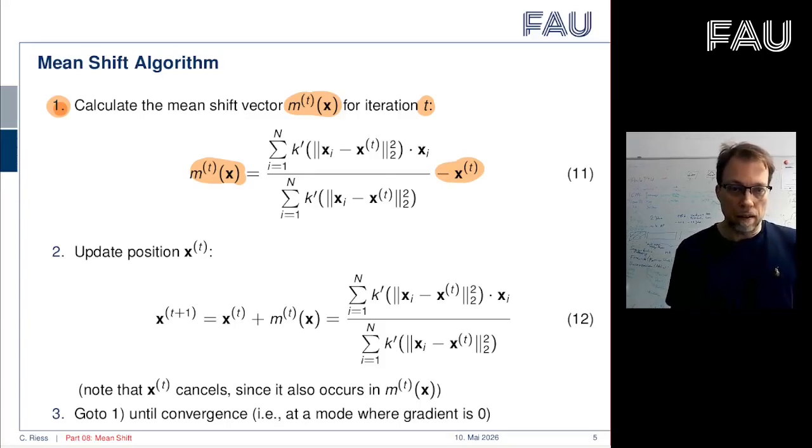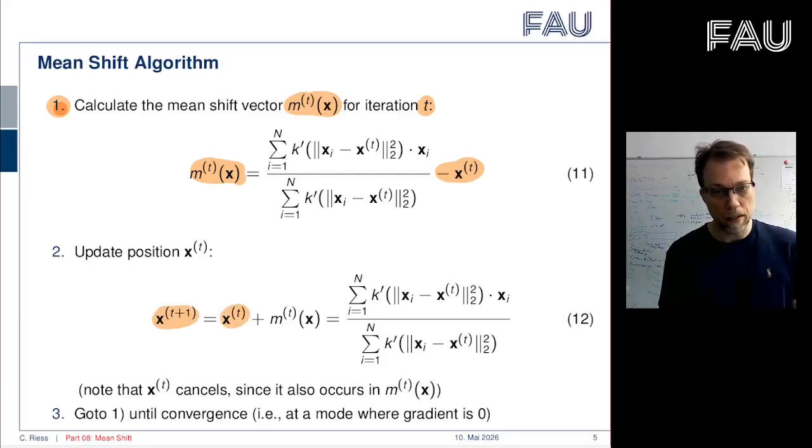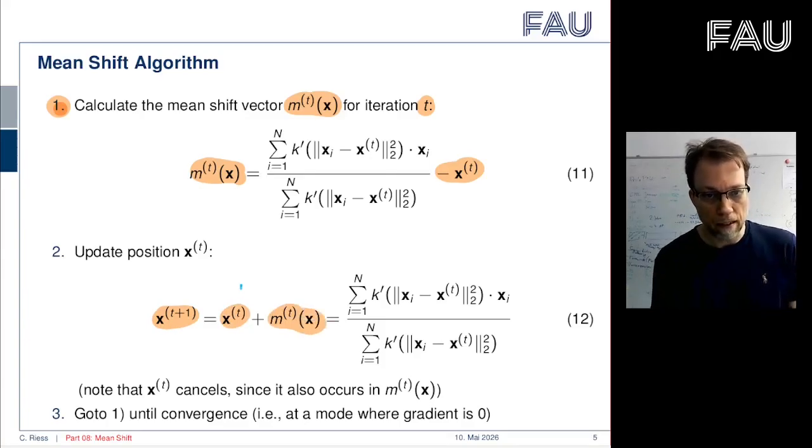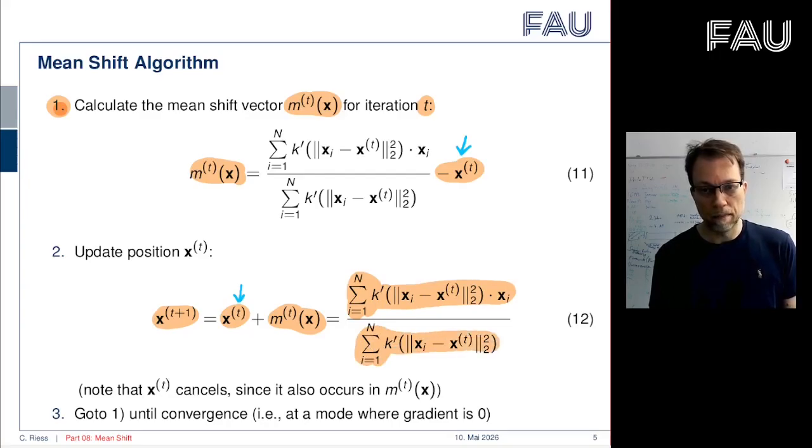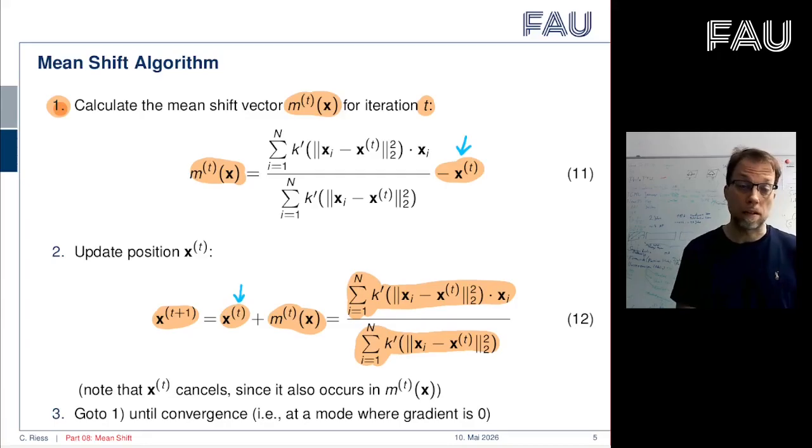And then we do a position update. So the next position is the current position plus the mean shift vector, which implies, if for the calculation of the mean shift vector we subtract the current position, effectively the update, the new position is literally just the evaluation of that normalized gradient at the current position xt. Yeah? Okay, great. And this is repeated until convergence.